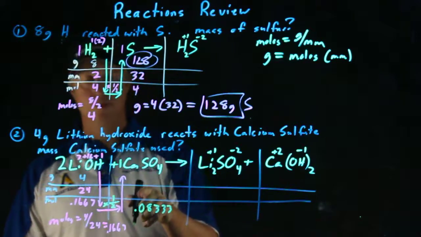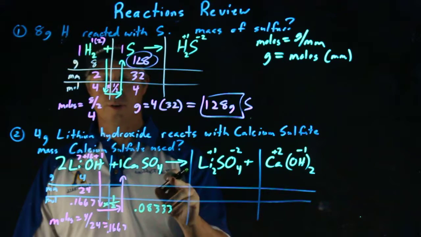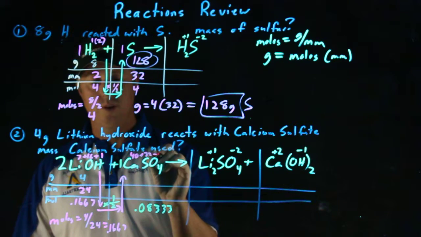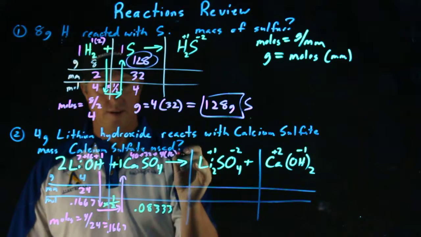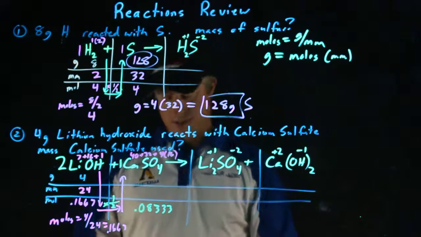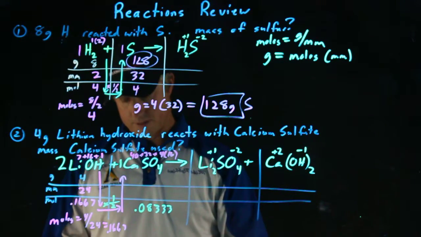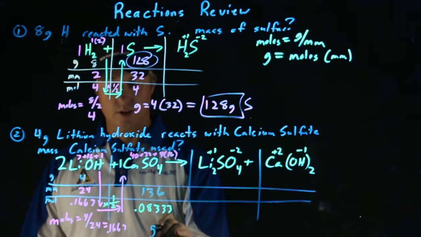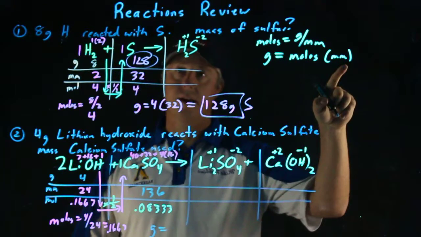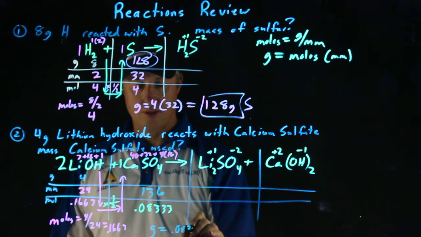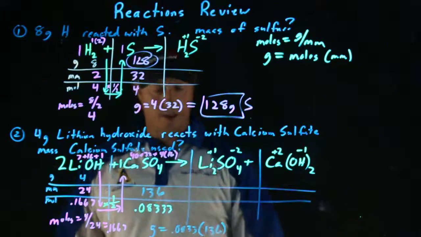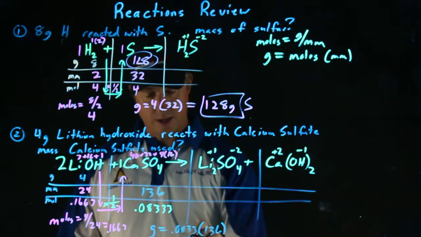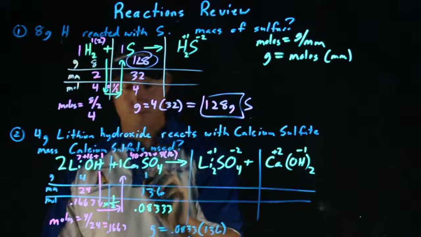Now I need to solve up. To do that I need to find the molecular mass of calcium sulfate. Well, calcium has a molecular mass of 40, sulfur is 32 plus 4 times 16. We're going to work that out, so 72 plus 4 times 16 gives me 136 as the molecular mass. Grams is equal to moles times molecular mass, so in this case 0.0833 times 136 to give me 11.33 grams.